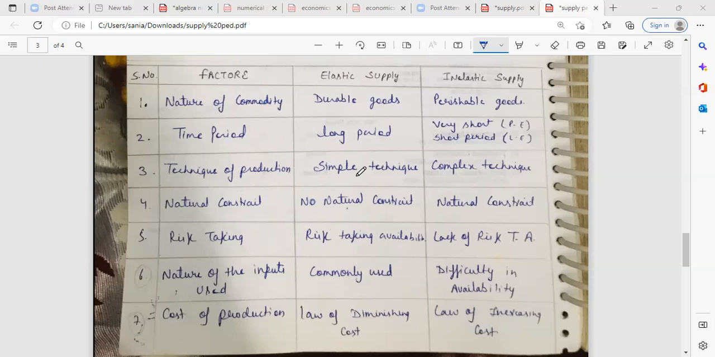Technique of production: if you are using a simple technique, you can easily change it. But if you are using a complex technique, it's very difficult to change, because if you purchase some other technique, again you have to understand all this. So it will be difficult, and you will not change. Then natural constraint means earthquakes and other natural calamities. If there is no natural constraint, then you will change it. But if there are chances of a natural constraint, then you will not change it. For example, you are planning to go out, and if you feel the climate is going to be okay, the day will be brighter and the weather is quite good, you will change your plans accordingly. But if you feel there can be a problem, then you will not change it. According to the atmosphere, you will be responding.